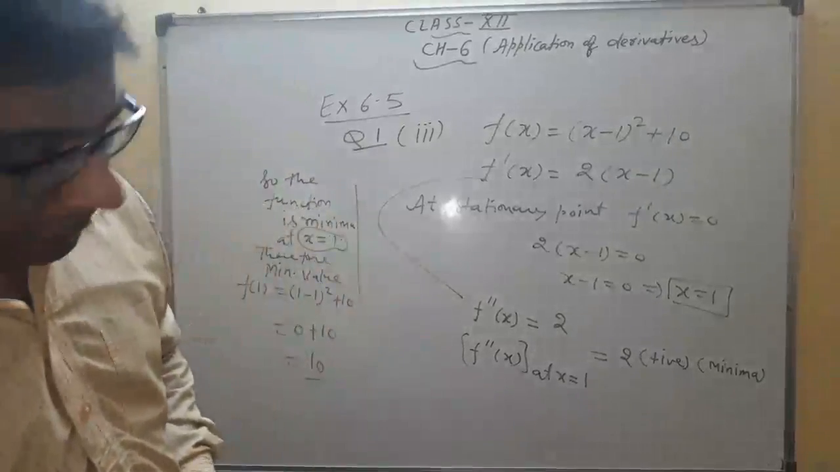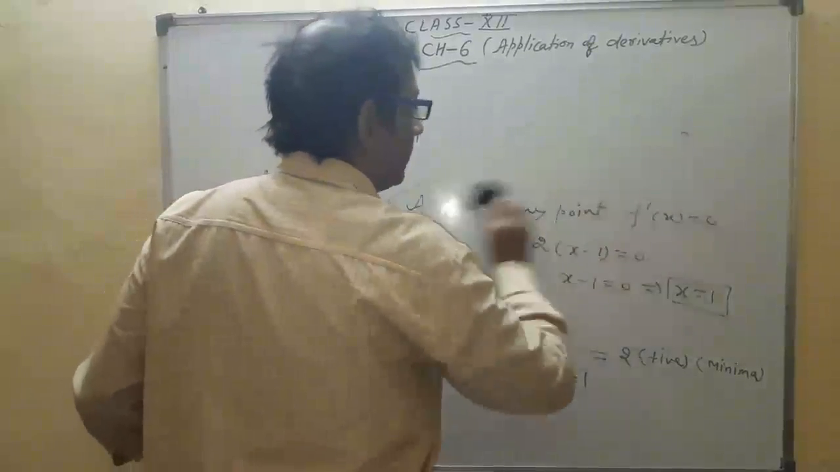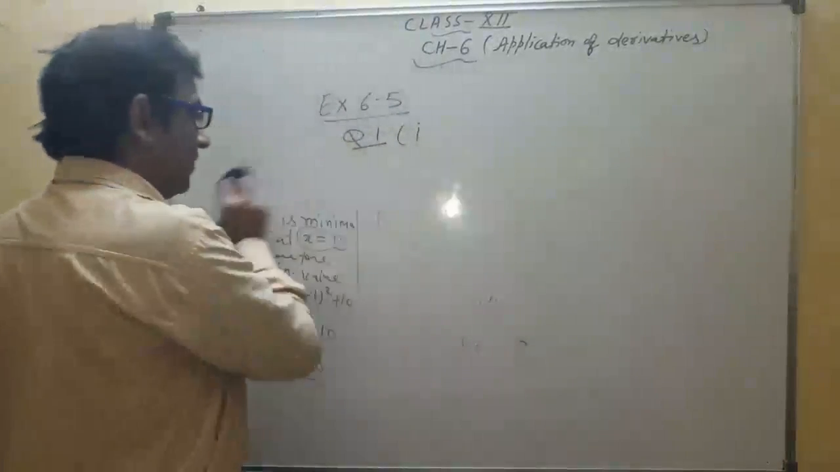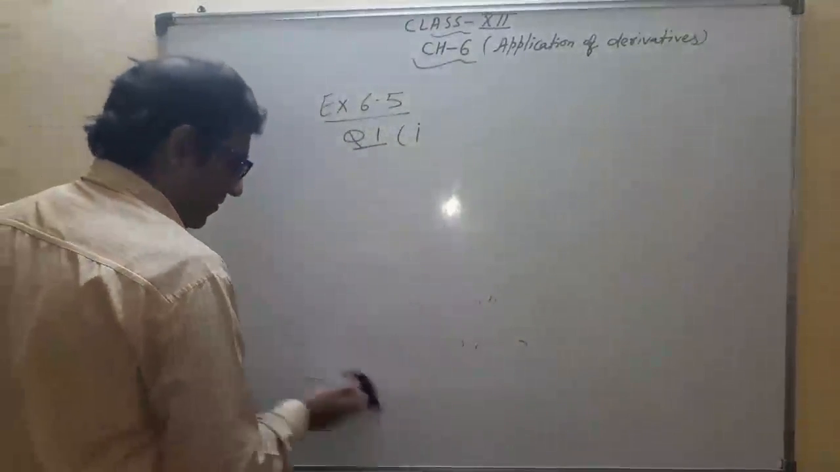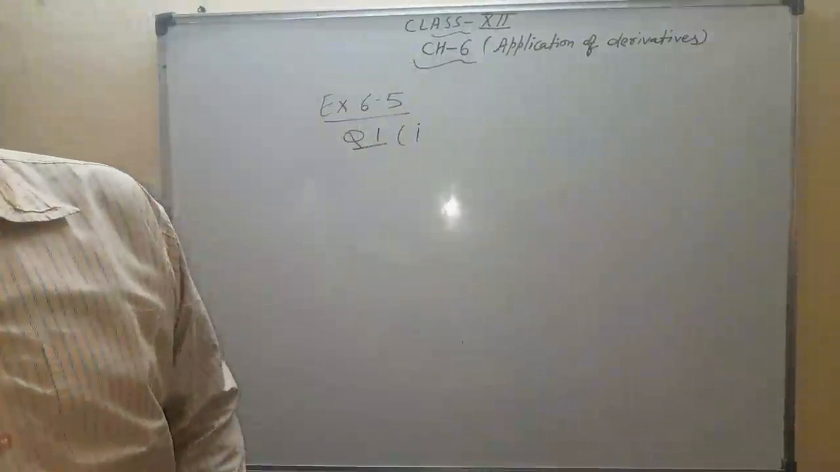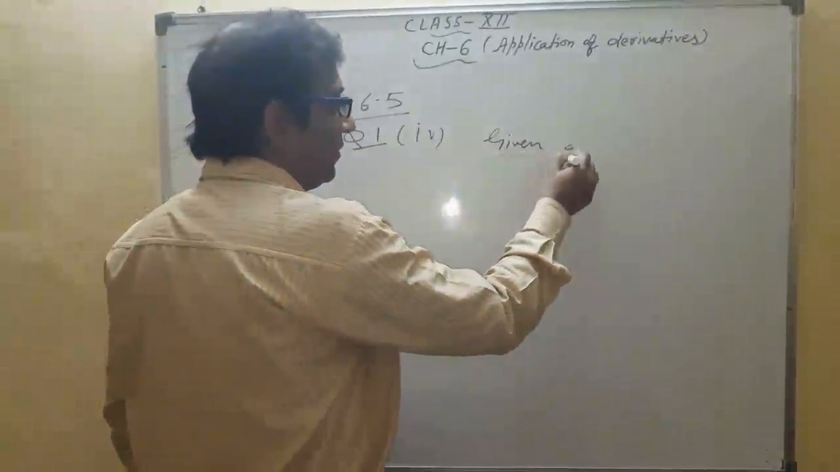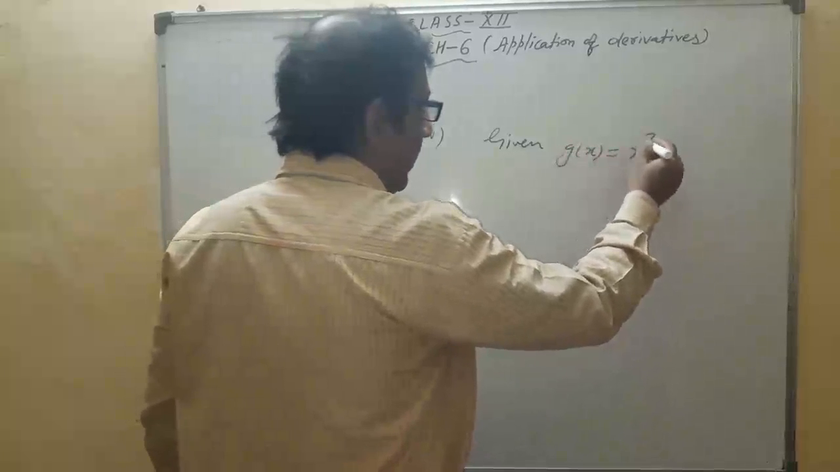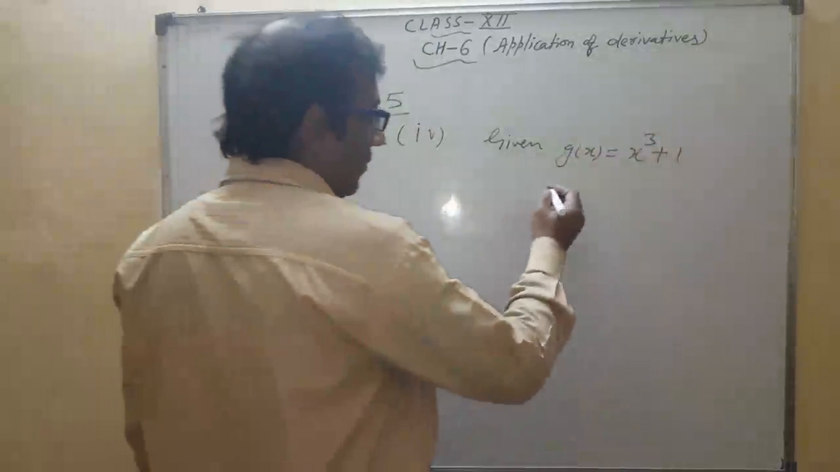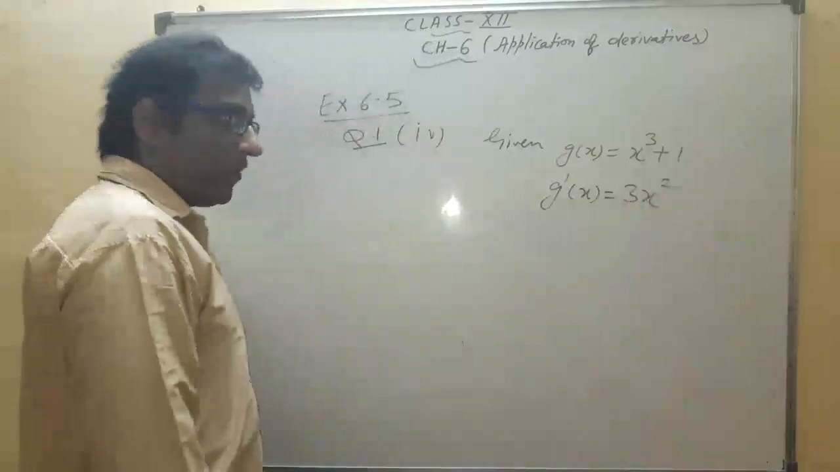Now I am taking the fourth part of this question, and we will follow the same procedure. This time the fourth part is: we are given g(x) equals x cube plus 1. Right. So again the same procedure. First we will do the differentiation. What will we get? We will get 3x square.